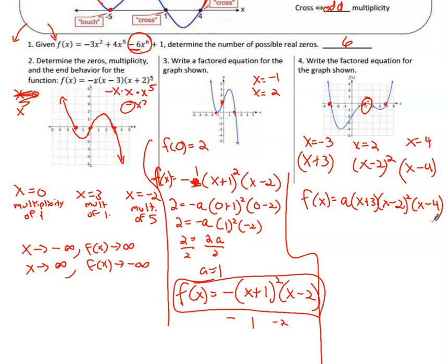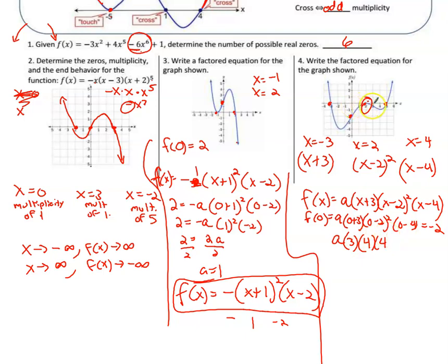Now to find out what a needs to be, let's put in one ordered pair that we know that we haven't already used, and a y-intercept would be a good one. When x is 0, that would be a times 0 plus 3 times 0 minus 2 squared times 0 minus 4. And we know when x is 0, you get negative 2. So right now I can solve for a, and that's a times 3 times 4 times 4.